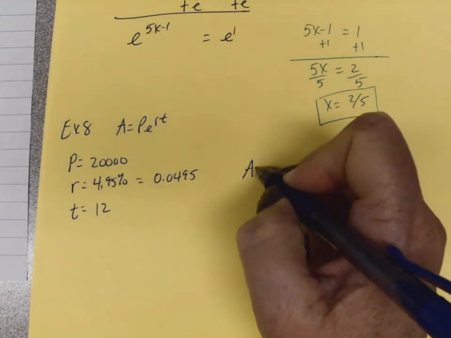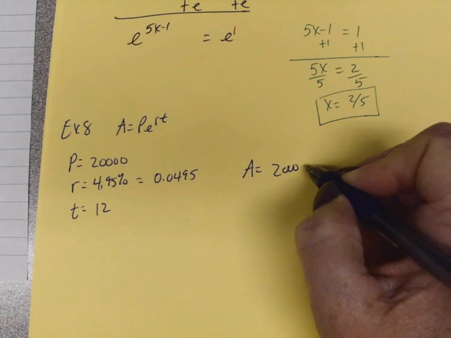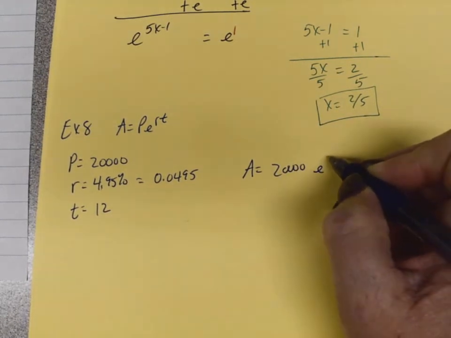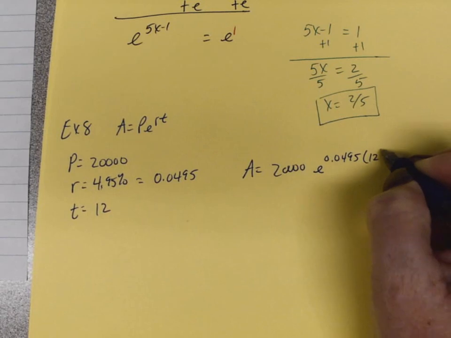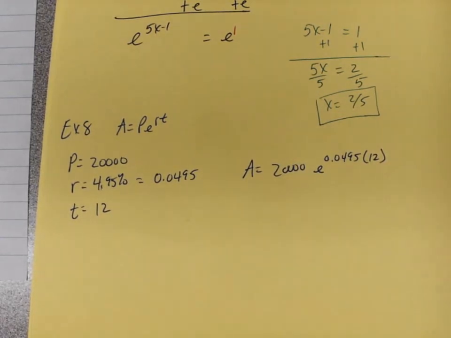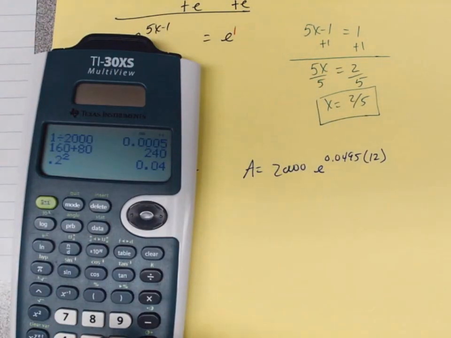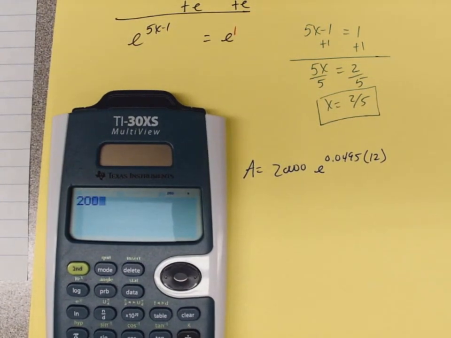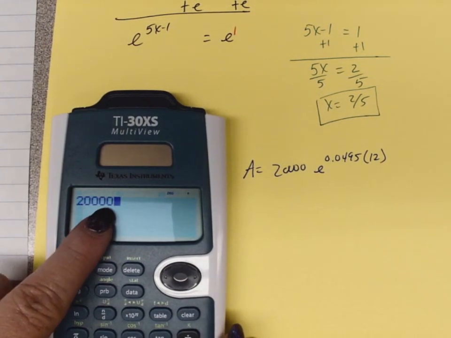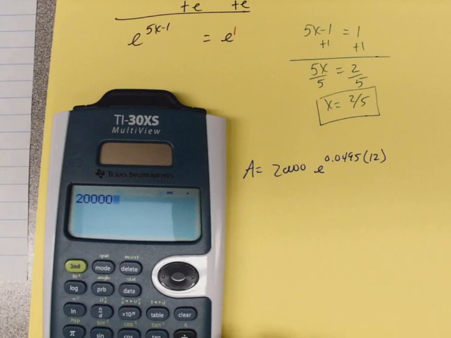All right, so we've got A equals 20,000 e to the 0.0495 times 12. And all we're going to do is take our calculator and put it in. So 20,000, watch how many zeros you put in. That's where I get a lot of students making mistakes. The e to the x is in my green key right here.